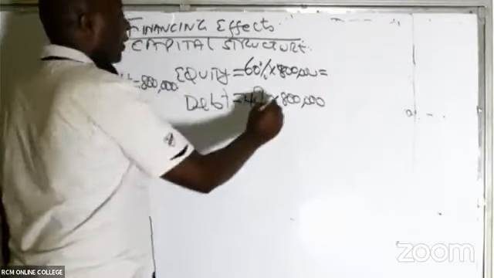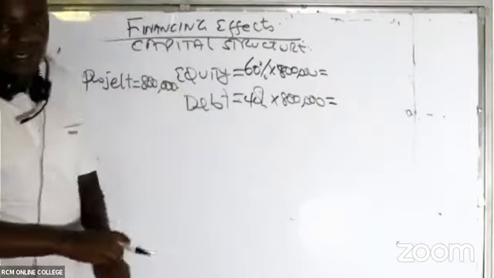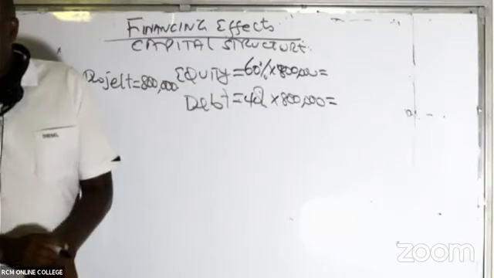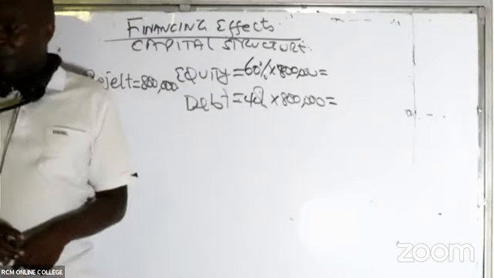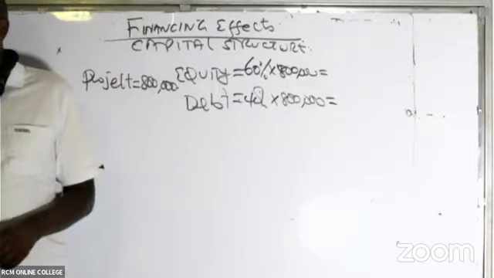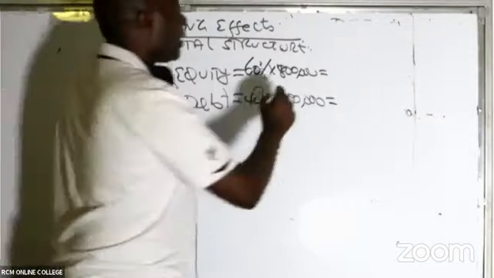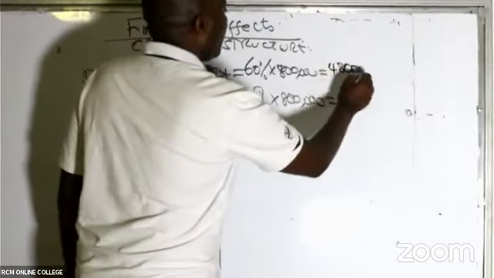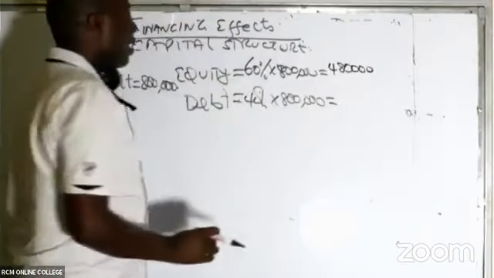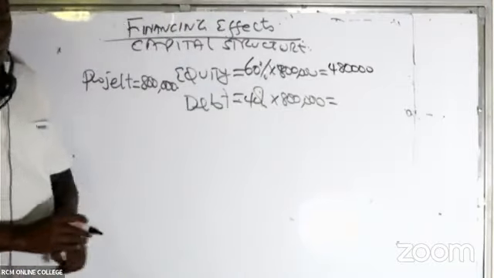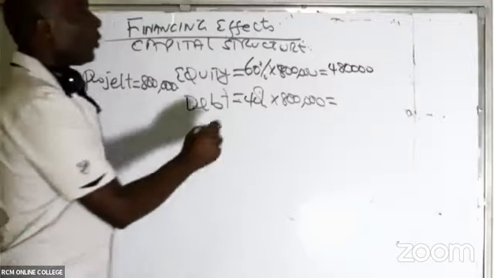So are you able to give me these figures? No, 480. So this is 480,000. How about the second one? 320,000.